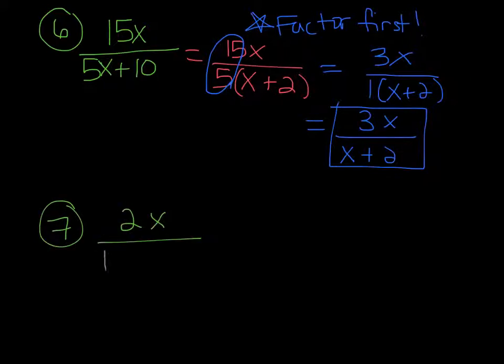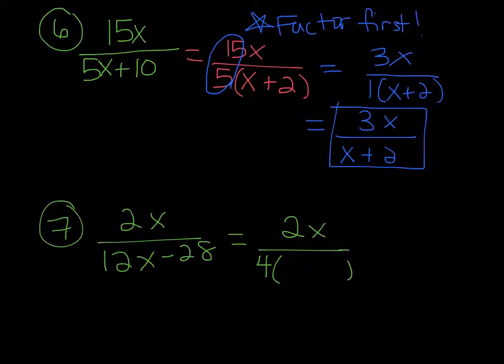So one more similar one. I would like you to do this one on your own, please. So for this one, my numerator, I can't change. Denominator, my GCF of those, be careful, it's 4. Be careful, make sure you don't put 2. So when I factor out a 4, I am going to be left with 3x minus 7.